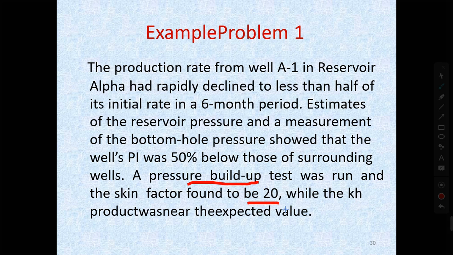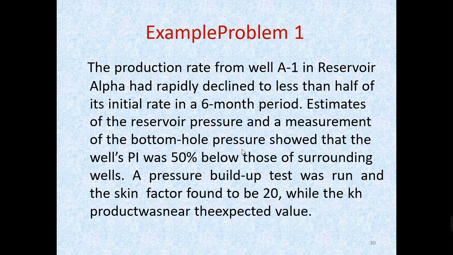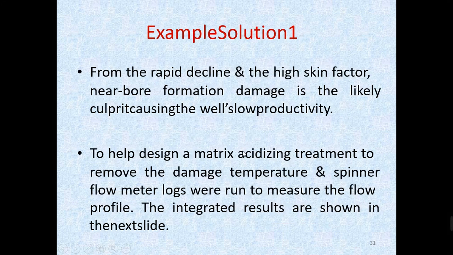It means the productivity index has to be less than 50%. And the KH product was near the expected value. So KH, permeability thickness, was fine, but the skin factor was 20. So it means that there could be a problem. What we need to do is run the production log, to look at exactly where the skin is.